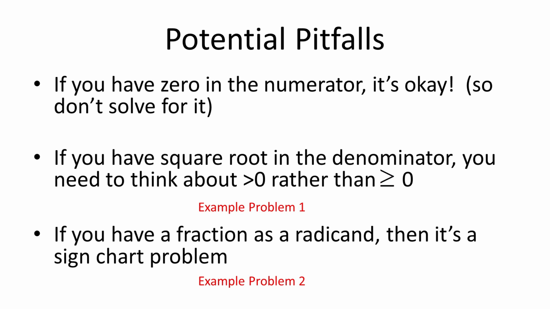And if you have a square root in the denominator rather than the numerator, then you need to amend your inequality from greater than or equal to just strictly greater than 0. Okay, and that was shown in our example problem 1 earlier. And the third point I want to make is that if you have a fraction as a radicand, then you need to treat that fraction as one whole piece. That radicand must be greater than or equal to 0.